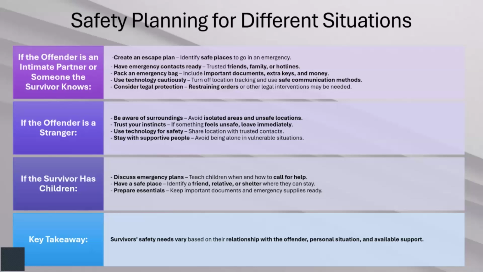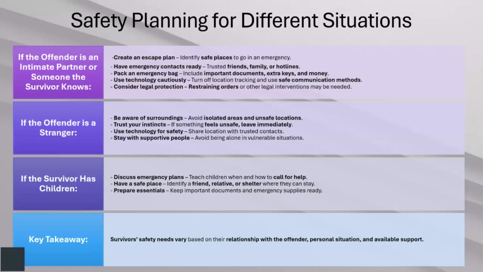If they have a vehicle, having an extra set of keys, and then maybe some money, maybe a burner phone that could work as well. Have them understand to use technology very cautiously. So they need to learn to turn off their location and also use certain safe communication methods. And then consider legal protection.